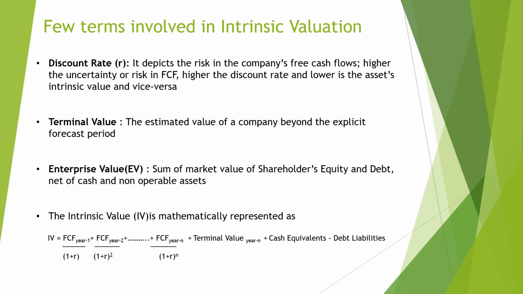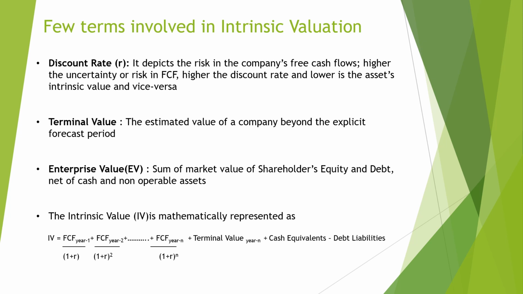So basically the discount rate depicts the risk in the company's free cash flows, and again, the higher the uncertainty or risk in free cash flow, the higher will be the discount rate and lesser will be the asset's intrinsic value, and vice versa. So if I foresee a higher risk in a particular company's cash flow, I should be having a higher discount rate while doing the intrinsic valuation calculation. And if I see a company with relative stability, then I'll be assigning it a lower discount rate, and hence its intrinsic value would be higher.